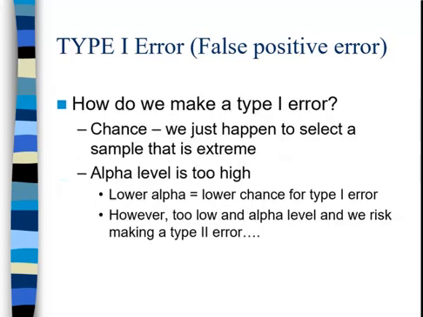So why does a type 1 error occur? How is it that we make a type 1 error? Well, chance, bad luck. We just happen to select a sample that's in the extreme. Remember, when we generate a sample mean from a sample, there's a good chance that our sample mean is going to approximate the population mean. I mean, we talked about that in chapter 7.